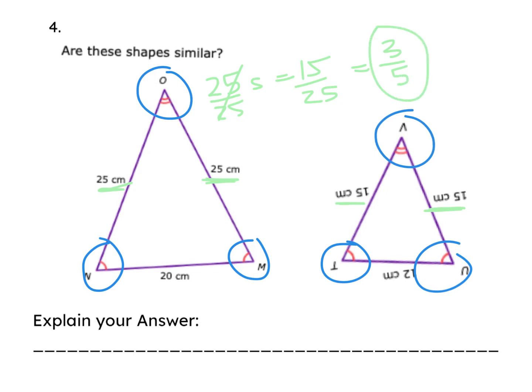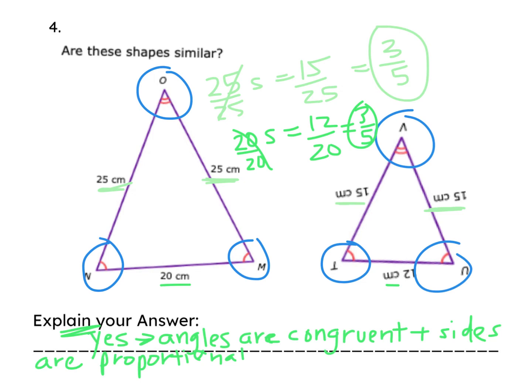So let's do the same thing for the other side, the 20 and the 12. So I would do 20 times the scale factor would give us 12. So I'm going to divide by 20 to get the scale factor. And 12 over 20, if I divide the top and the bottom by 4, would also give me the scale factor of 3/5. So the sides are proportional and all the angles are congruent. So I'd have to explain that in my work. Okay, so I wrote a little statement there that the angles are congruent and the sides are proportional.